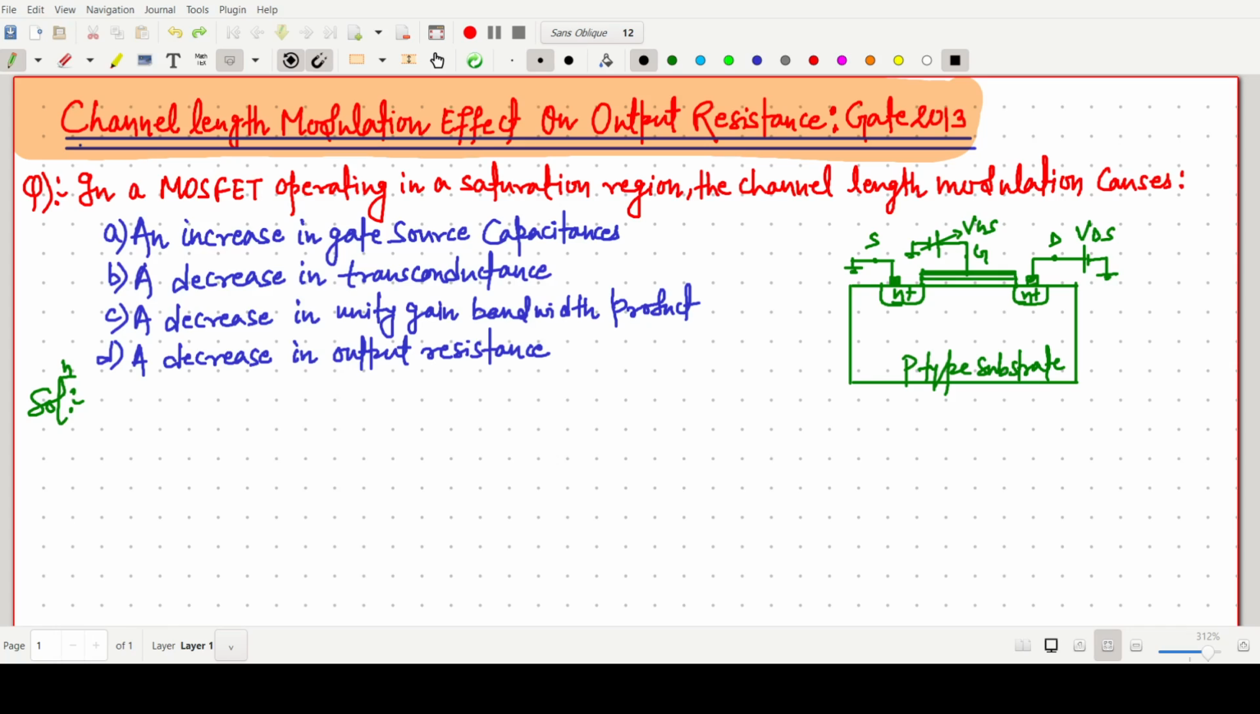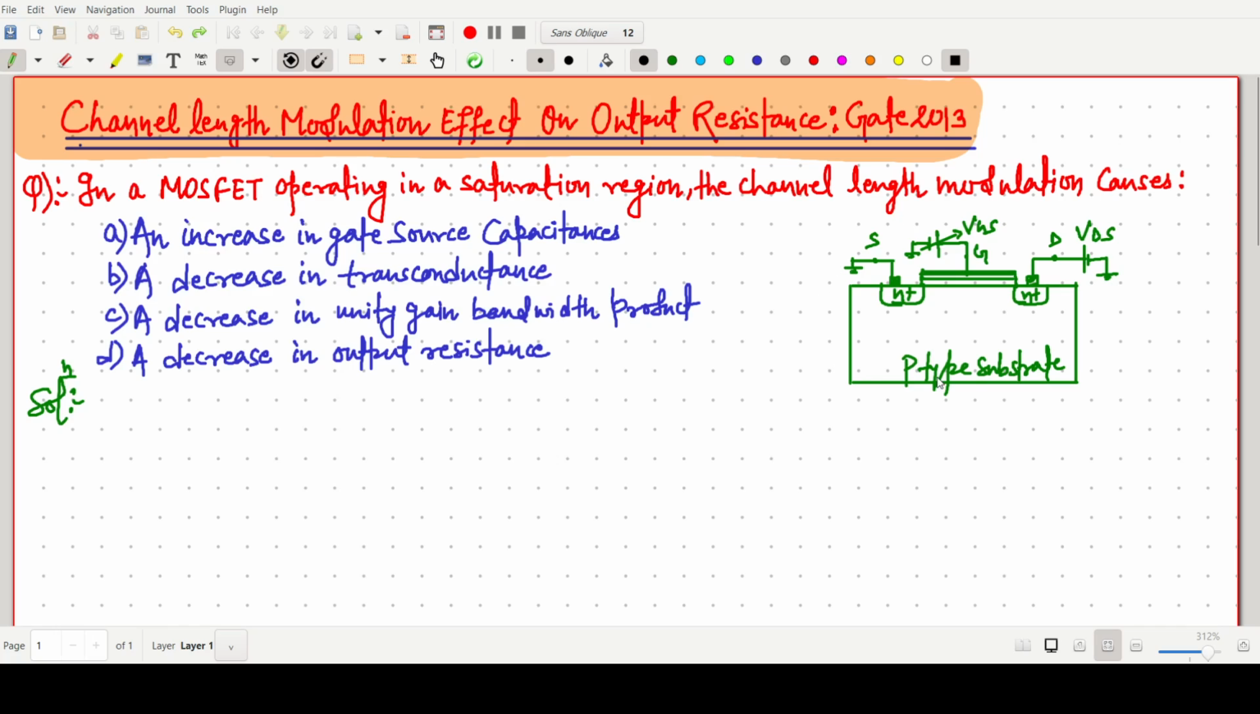So the question is: in a MOSFET operating in the saturation region, the channel length modulation causes option A, an increase in gate source capacitances; option B, a decrease in transconductance; option C, a decrease in unity gain bandwidth product; and option D, a decrease in output resistance. So here, a MOSFET operating in the saturation region.